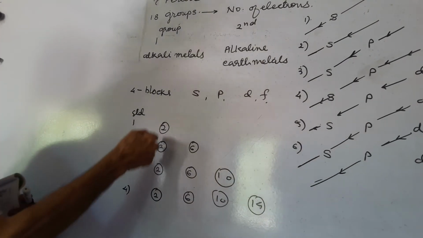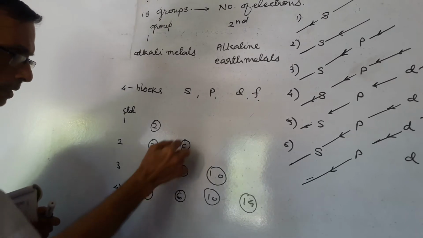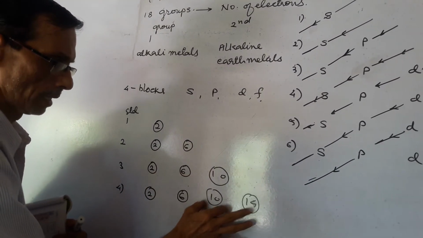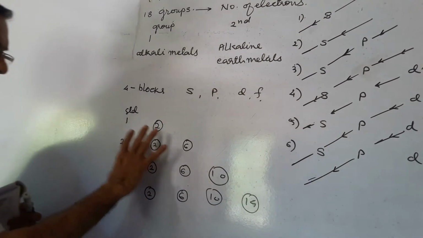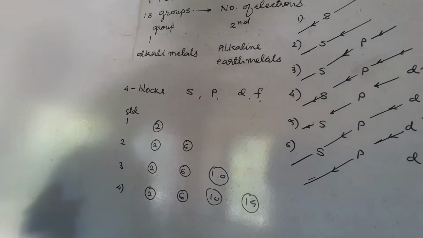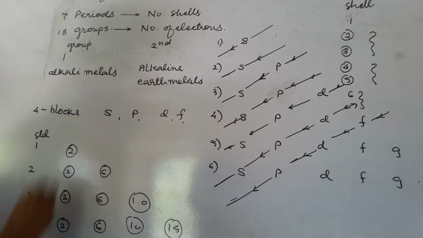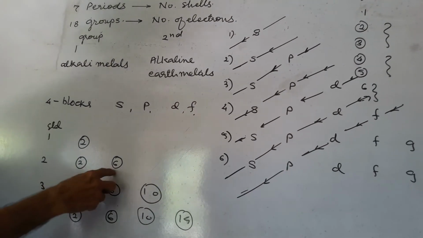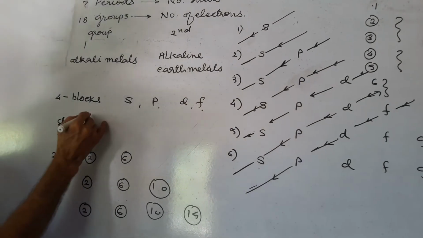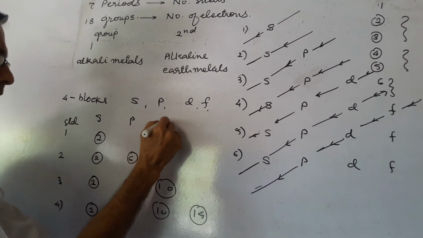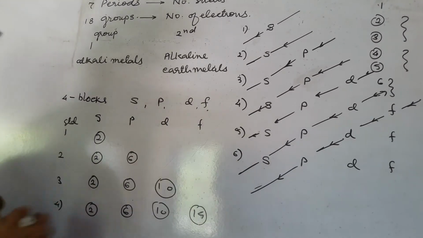But first class has 2 elements, second class 6, third class 10, and the fourth class 14. This is the order. And that's why you find that in the first period, 2 elements are there. In the second, 2 and 6 you find. So this is called S block. This is called P block. This is called D block, and that's called F block.